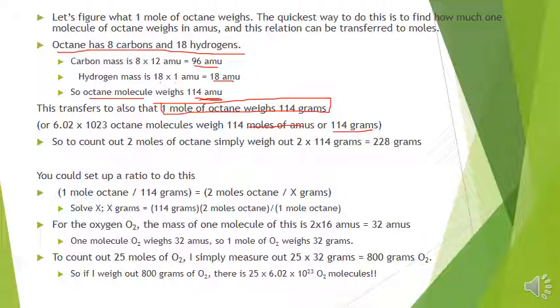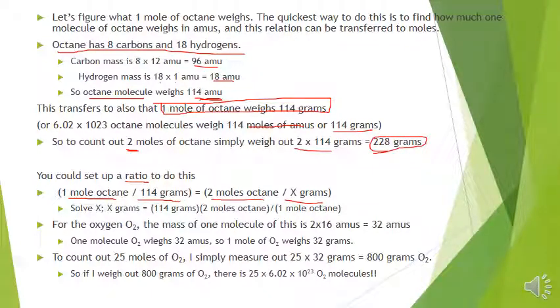So if I want to count out 2 moles of octane, I have to weigh twice that amount. If you want to do the math, which we want to do in the long run, one way is to use ratios. We know 1 mole of octane is 114 grams, so we set up the ratio: 2 moles of octane weighs X grams. And just solve for X. All right, and we get 228.